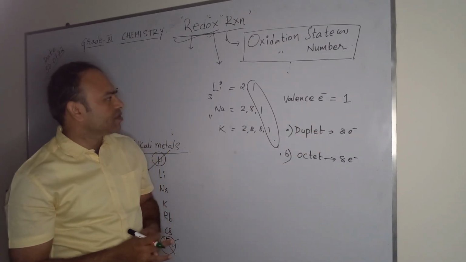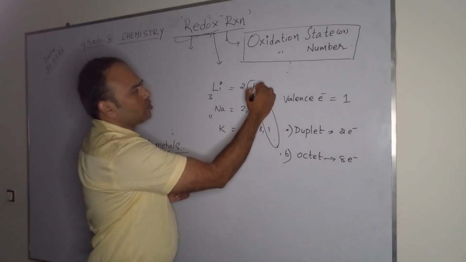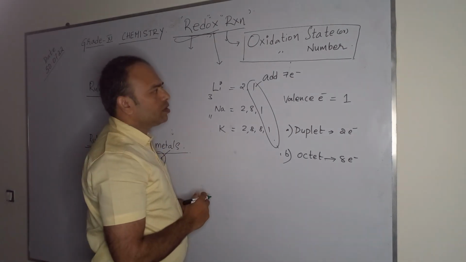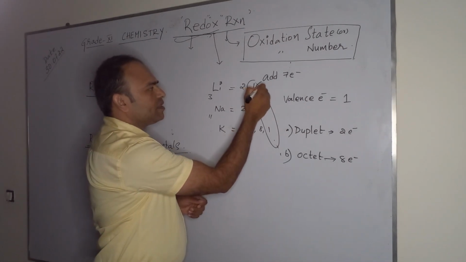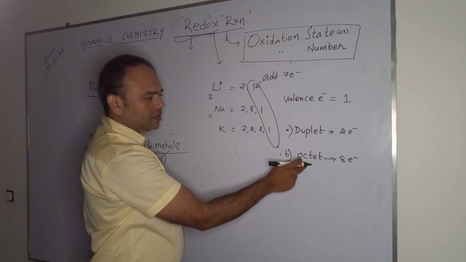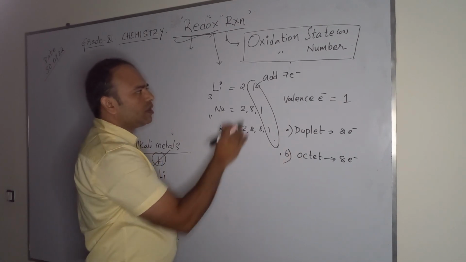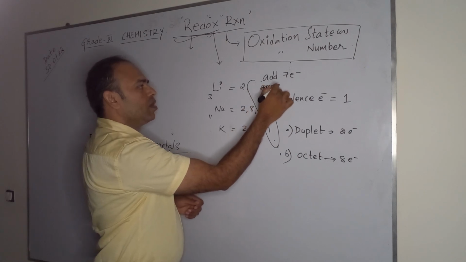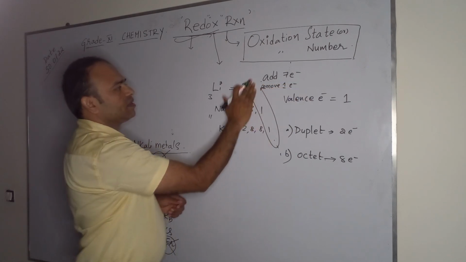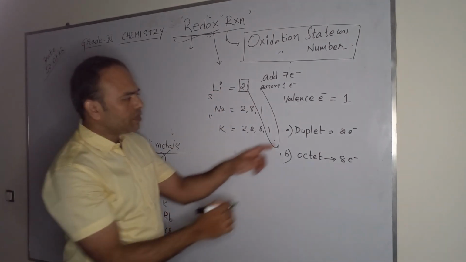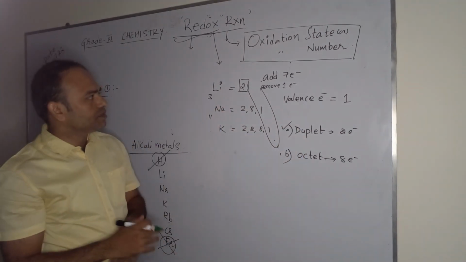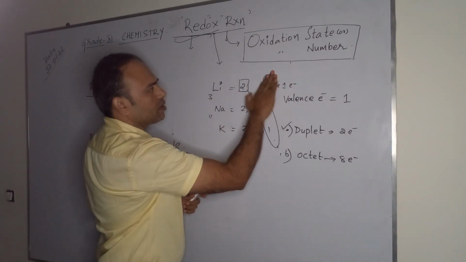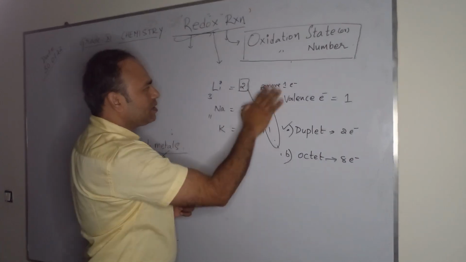So let us try this. For lithium, I can add 7 electrons, then it will become 8, is it right? 1 plus 7 becomes 8, that means octet. Or one more thing you can do: simply remove this 1 electron. If you remove this, now I get 2, nothing but duplet, so it becomes stable. Hope you are able to understand this. So which is easy here? Removing 1 electron is easy.